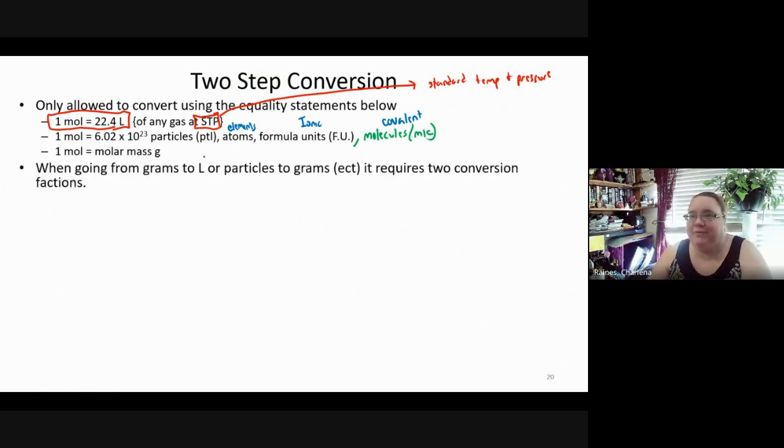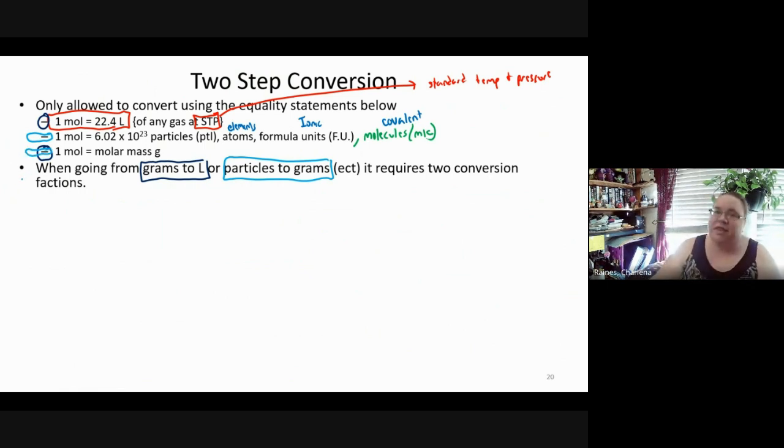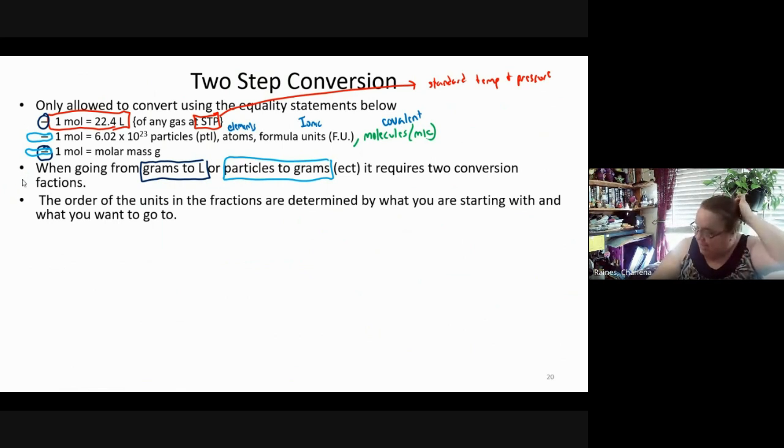So, for example, let's say I wanted to go from grams to liters. If I wanted to go from grams to liters, I would have to use the third and the first equality to do that conversion. If I wanted to go from particles to grams, I would have to use the second and the third one. The nice thing about the calculators is they can handle multiple calculations entered at one time.